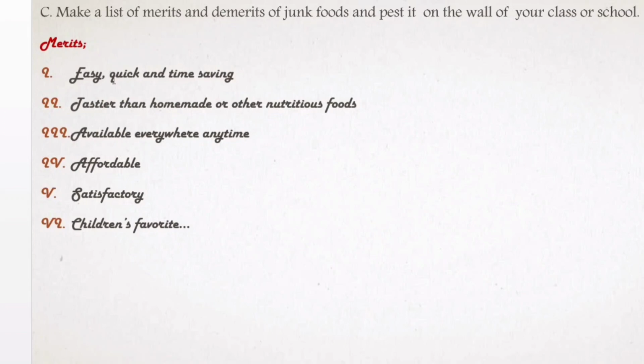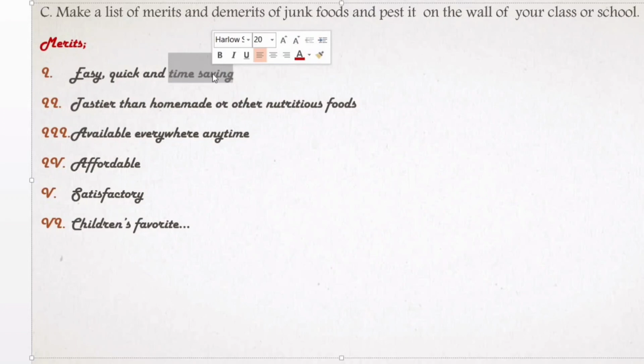One, easy. Junk foods are easy, quick, and time saving. It can save your time whenever you are busy. Next one, faster than homemade or other nutritious food. You don't have to prepare it, dedicating lots of time. These are the advantages. Third, junk foods are available everywhere at any time. So if you are hungry, you don't have to cook, you don't have to prepare and wait and eat. You just have to buy, and it is available everywhere at any time. So this is another advantage, available everywhere anytime.